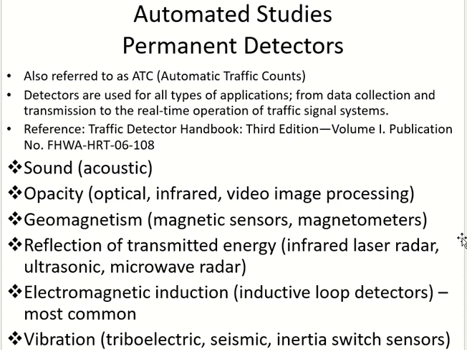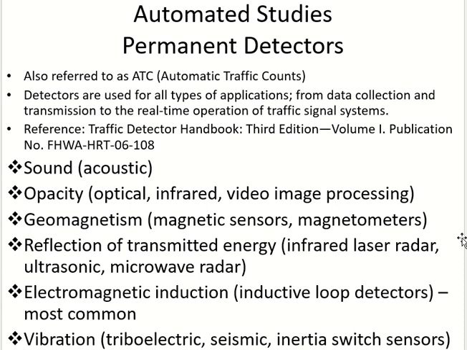We have sound detectors. Whenever a car passes, the noise level or the sound level in that vicinity slightly increases because of the tires, because of the engine, and so on. So there are detectors which can detect this increase in the sound, and then they record it as a passing of the vehicle. We call them sound or acoustic detectors.